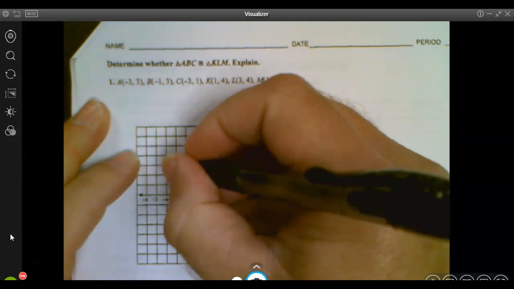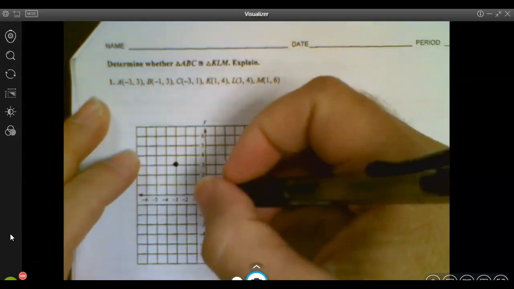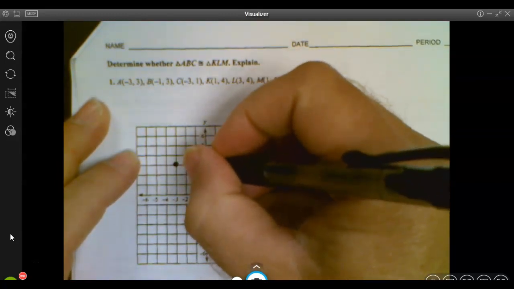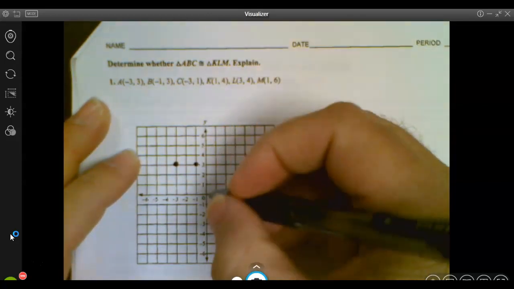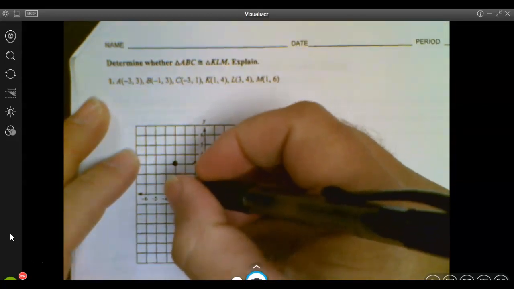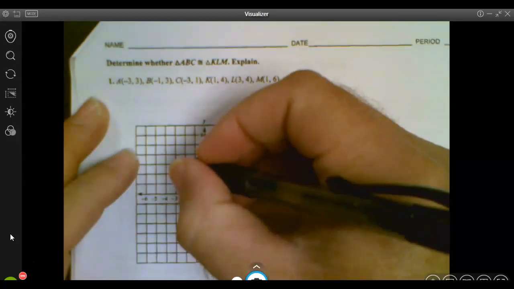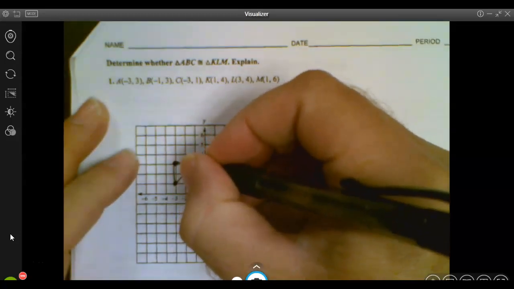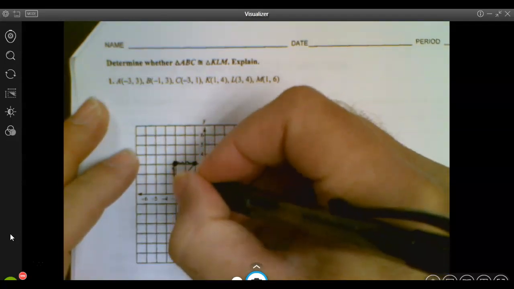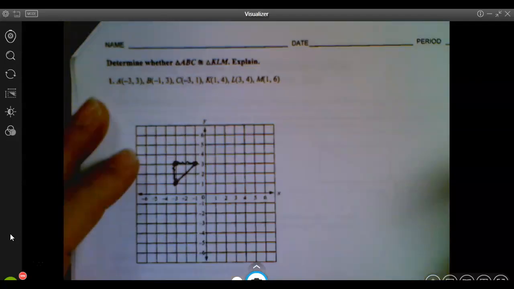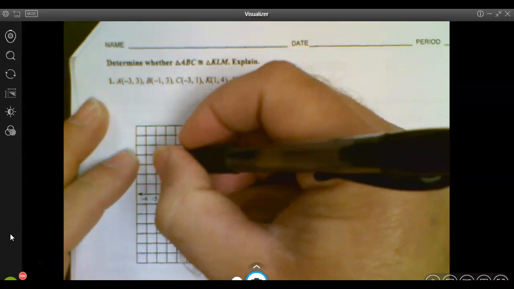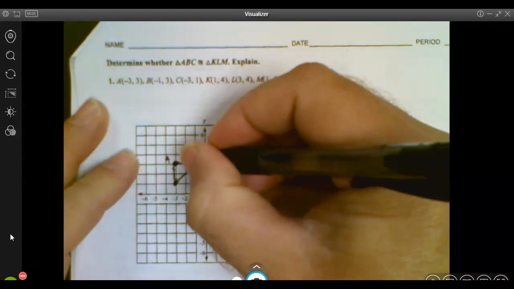So at A, I got B is negative 1, 3. And C is negative 3, 1. So here's my triangle. I'm trying to make it stand out from the rest of the lines there, so I made it a little squiggly. So that was A, B, and C.